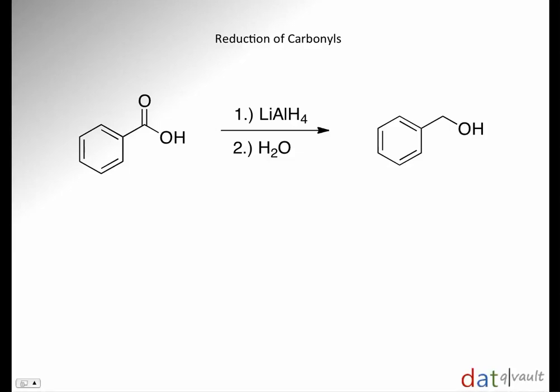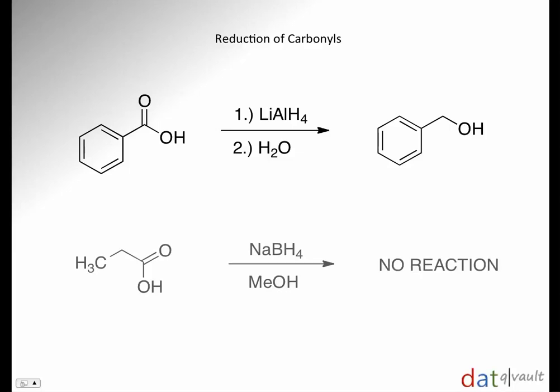Lithium aluminum hydride is, of course, the stronger of the two reducing agents, and because of that, it's going to be able to reduce a carboxylic acid all the way down to the corresponding primary alcohol. But if you look at sodium borohydride being the weaker reducing agent, this is where the difference actually takes place between the two reducing agents. Sodium borohydride is not a strong enough reducing agent to reduce the carboxylic acid all the way down to the alcohol. So if you mix these two things together, you are going to get absolutely no reaction to happen.